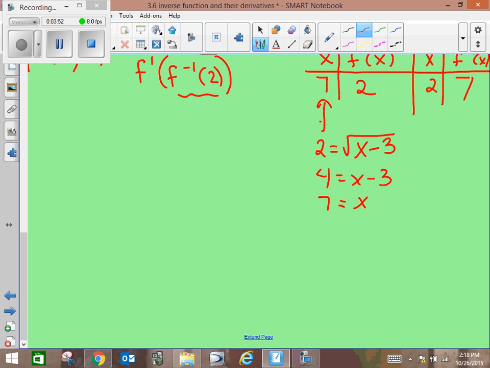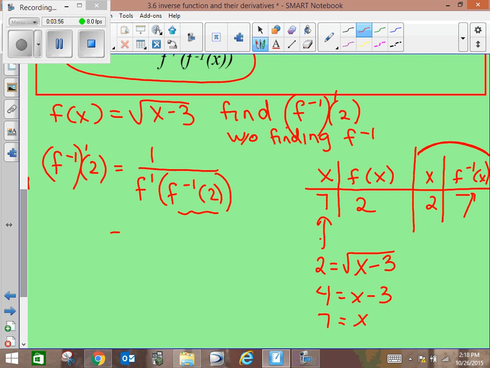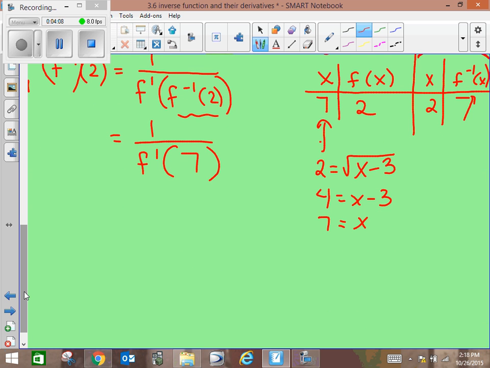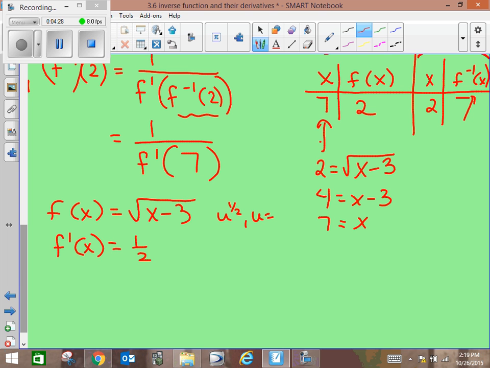So what are we going to put for 1 over f prime of f inverse of 2? It's 1 over f prime of 7. Now, how am I going to find f prime at 7? Well, I know what f of x is. What's f prime? It's 1/2 u to the negative 1/2, where u is x minus 3, times the derivative of x minus 3, which is 1. Plug in 7.